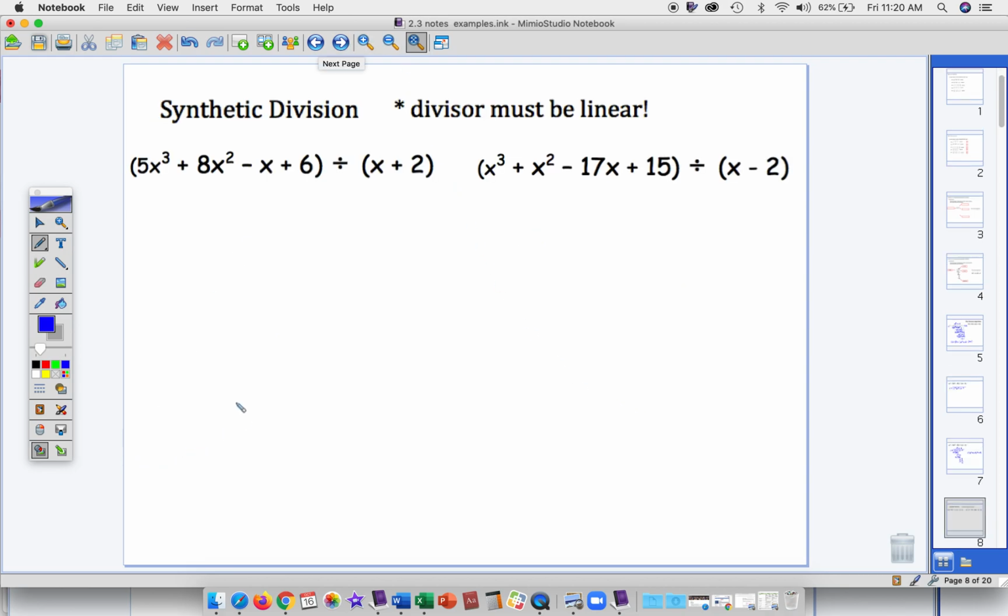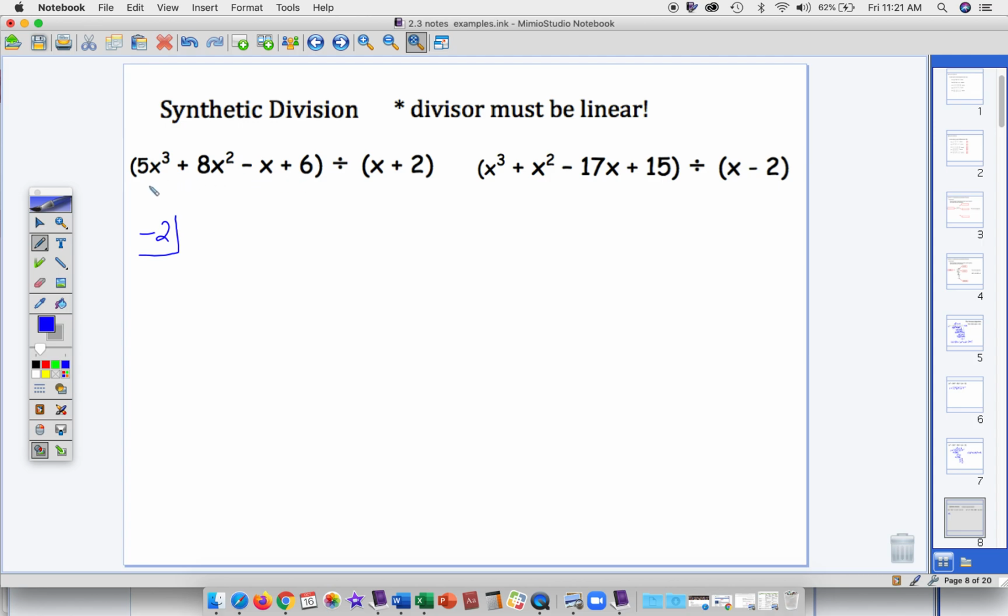Synthetic division. This is usually the more preferred method. And I hope you find this kind of fun, because it is kind of fun. Okay, so if you remember, we divide by the 0 of the divisor. So since this is x plus 2, the 0 of this would be negative 2. We put it in a little half box, and then we list out all of our coefficients.